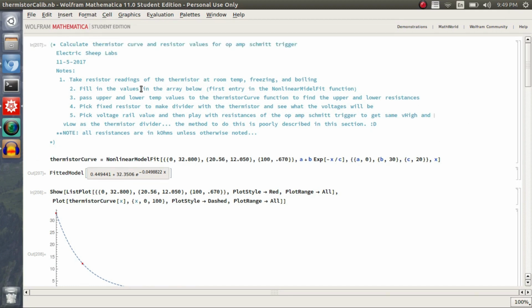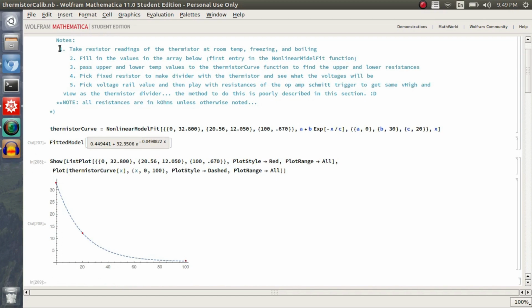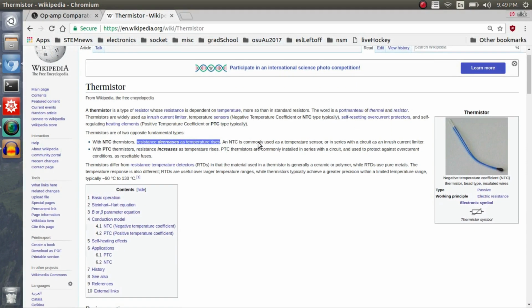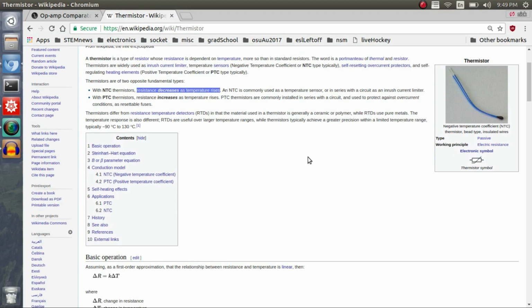So I'll first talk about how I calibrated a thermistor. Okay, a thermistor, you can do a quick Wikipedia, is just a resistor basically whose resistance is dependent on temperature. There are two types. Mine was an NTC, not a PTC. With an NTC, the resistance decreases as temperature rises.